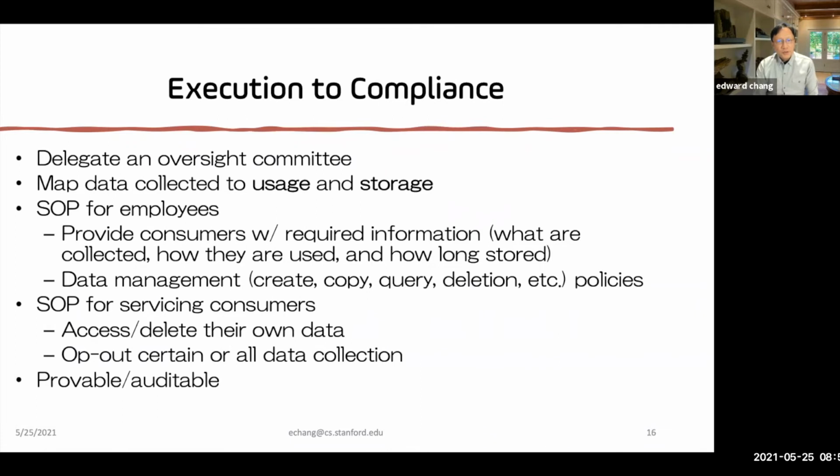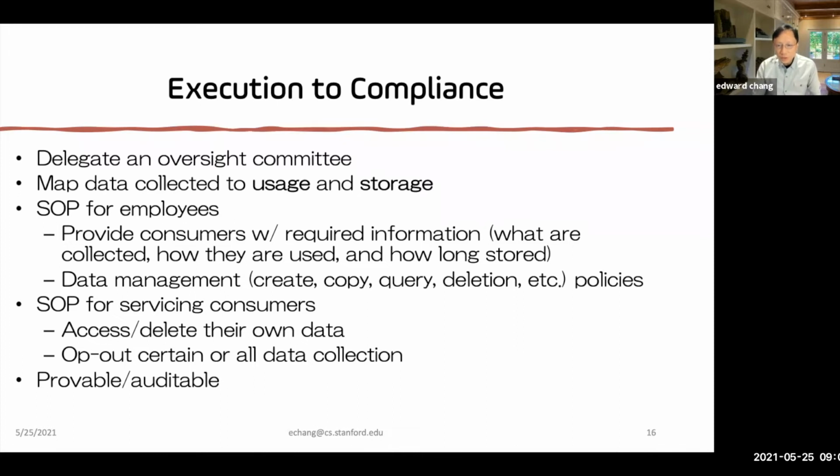So the execution to comply consists of five steps. One is you have to delegate an oversight committee in a company. So this is not just saying I have done it. When FTC audits a company, my previous company was audited by FTC, when they came in, they said, hey, give me all the documents to show you do have an oversight committee, who they are, and that these people do exist, okay? And they map the data you have collected to your usage and storage.